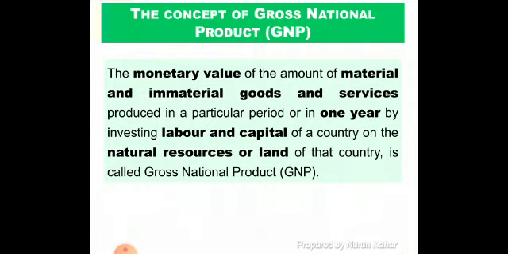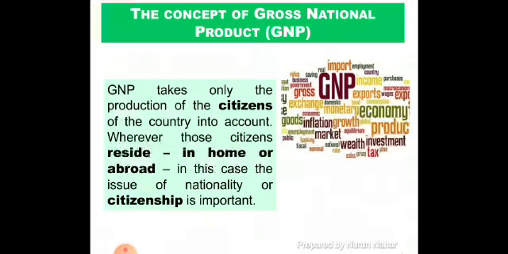My dear students, you must know GNP is always calculated in terms of financial value. GNP takes only the production of the citizens of that country into account. Wherever those citizens reside, at home or abroad, in this case, the issue of nationality or citizenship is important. That is, a citizen may live inside our country or abroad. Wherever the citizen is residing, their income will be calculated in case of GNP.